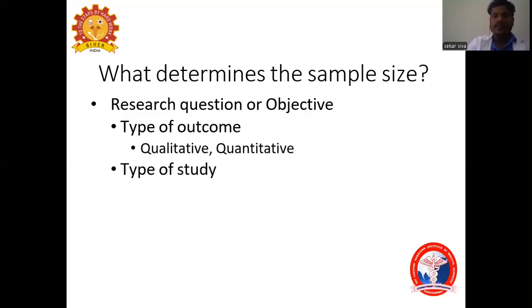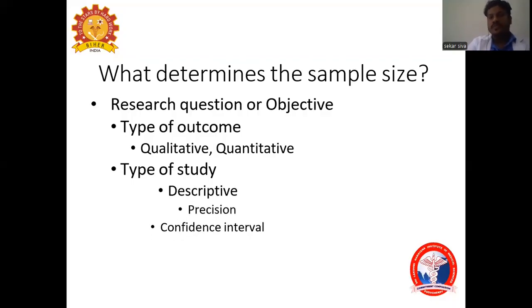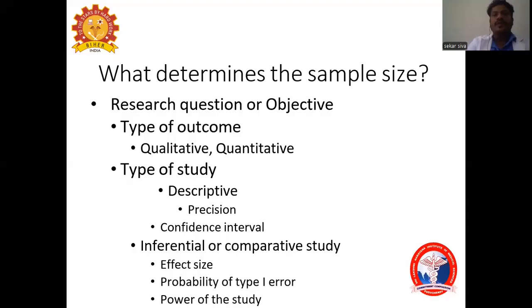And the type of study: is it a descriptive study or a confidence interval study? It is descriptive, it is a precision, and confidence interval, inferential or comparative study. If you are going to compare two groups, it is a comparative study. And effect size, what the differences are in the two groups, the probability of type 1 error, and the power of the study.